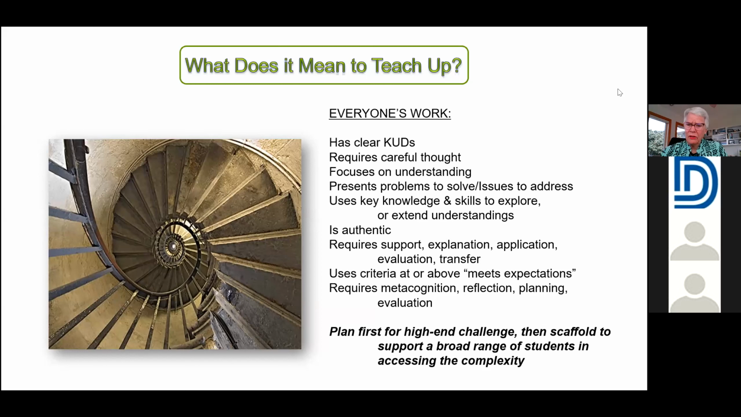It's authentic, as Jay said, and authentic to me means much of what he said. It's real world, but it's also important to that child. It aligns with that kid's experiences in life. We require all kids to support ideas, to explain, to apply, to evaluate, to transfer. When we set success criteria, our baseline is meets expectations. That's the least that we're going to expect from anybody. Our work requires everyone to be metacognitive, to reflect, to plan, and to evaluate.